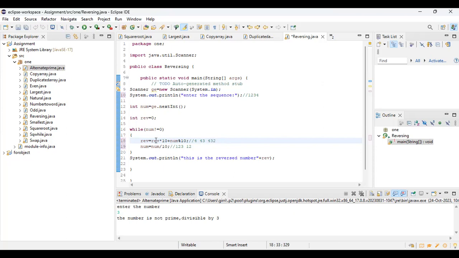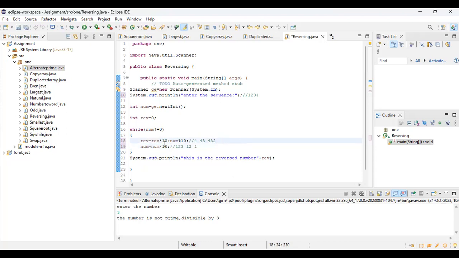And now the num value is 12 again. So 12 divided by 10 is equal to 1. Now here the num value is set as 1 and the reverse value is set as 432. And again it will be checking whether the number is 0. No, it is not 0. So again we have to go back for the same loop.